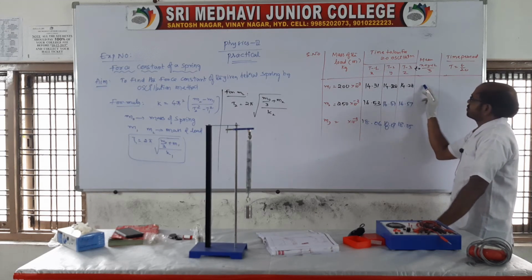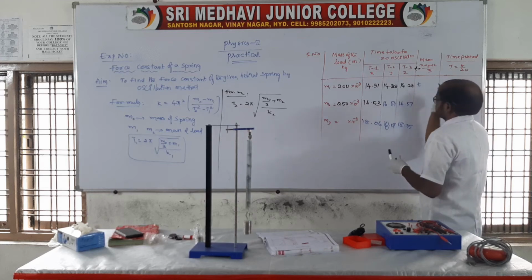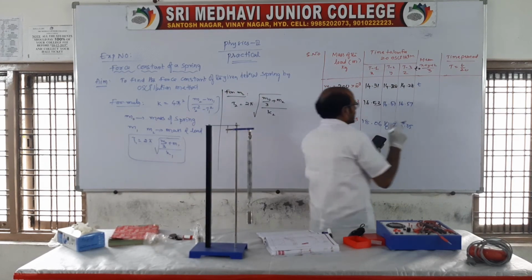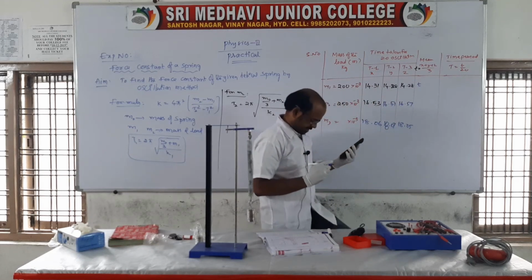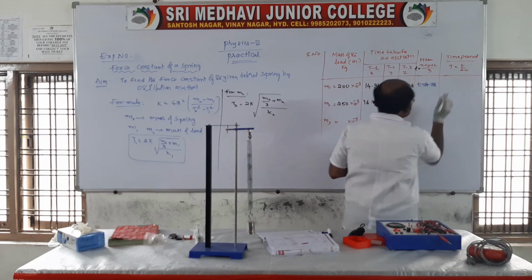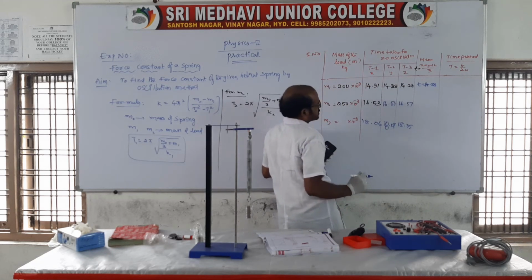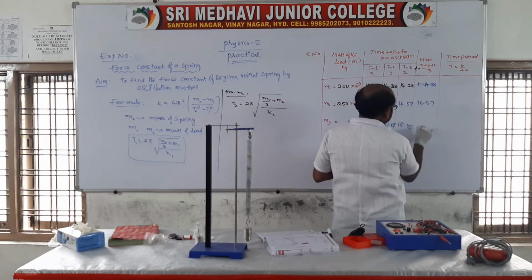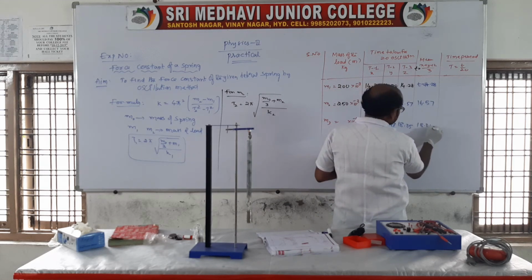So we will get the one mean value, that is a small t. Let me calculate it and I'll tell you. Approximately we may get 14.28, the first one. Here, the second one also we may get approximately 16.57, and here 18.05.